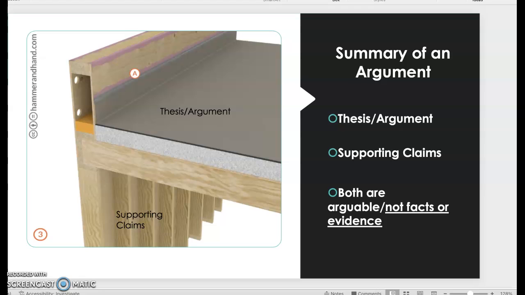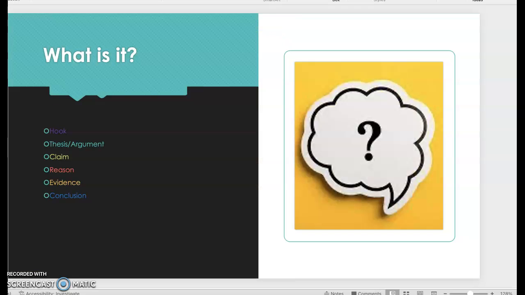So I might want to argue that dogs are better than cats. That would be my thesis or argument. Some supporting claims I might make, like the walls holding up the roof, are dogs are more loyal than cats, or dogs are friendlier than cats. Those are both supporting claims to support the thesis that dogs are better than cats.